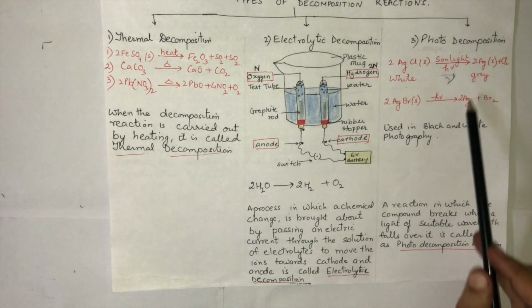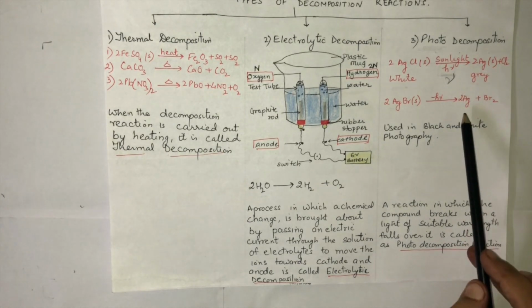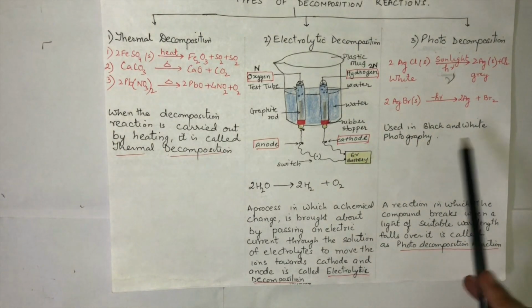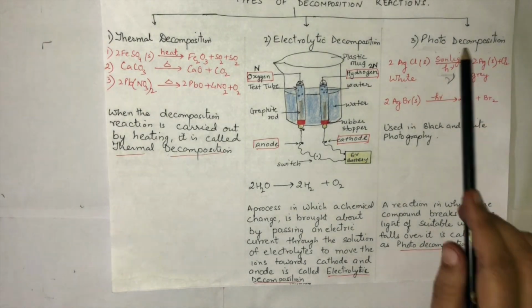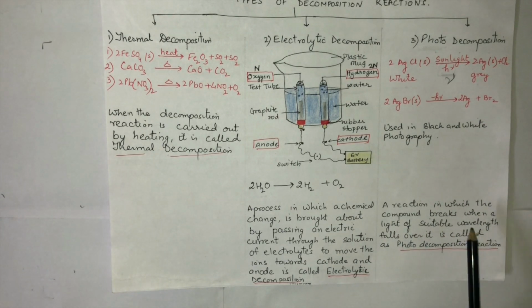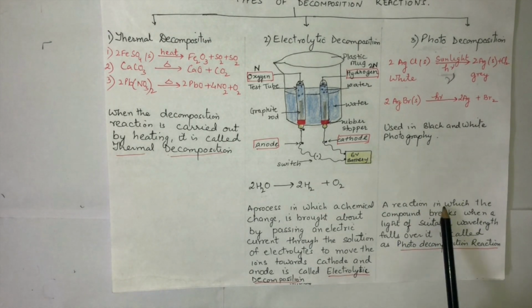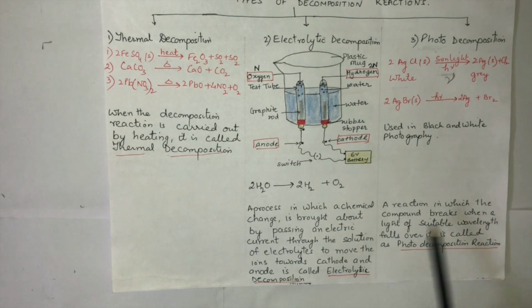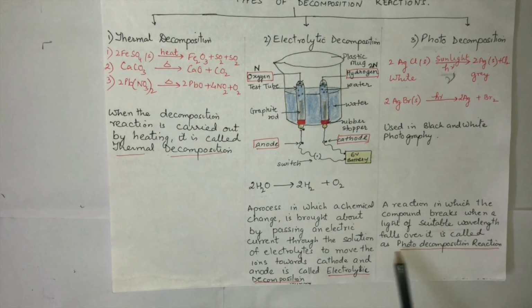Now, what is the use of these two reactions? These are used in black and white photography. What is the definition of photo decomposition? A reaction in which the compound breaks when light of suitable wavelength, h nu, falls over it is called a photo decomposition reaction.